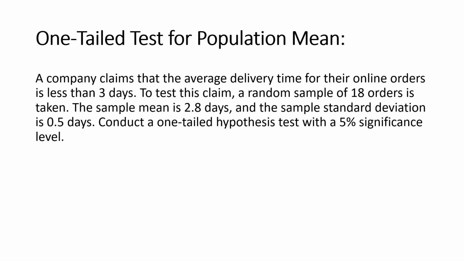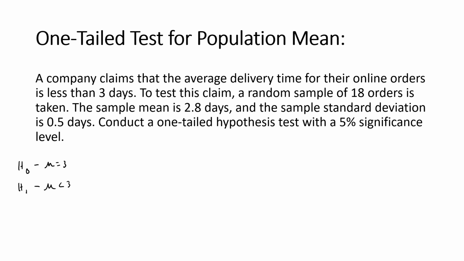The reason we're doing a t-test here and not a z-test is because the sample size is less than 20, so it's small, and we don't have a true standard deviation, we're using a sample standard deviation. Let's start off here with writing the hypothesis. So H naught is mu is equal to 3. The true average delivery time is 3 days. And H1, the alternative hypothesis, is mu is less than 3.